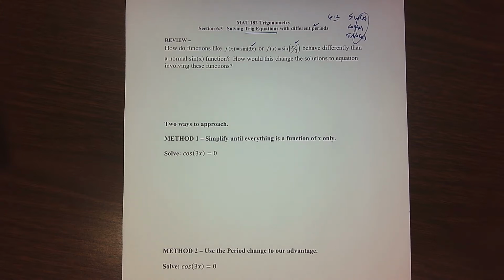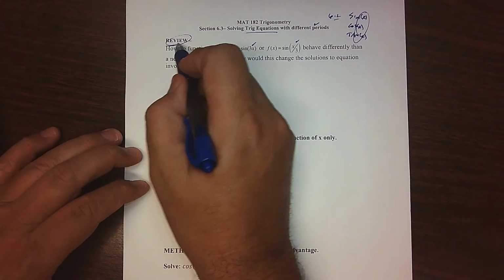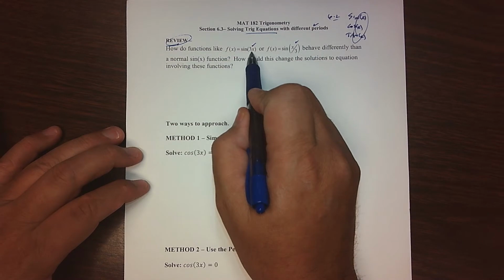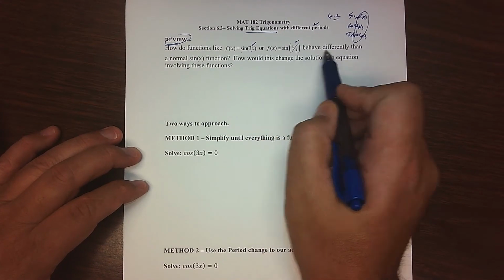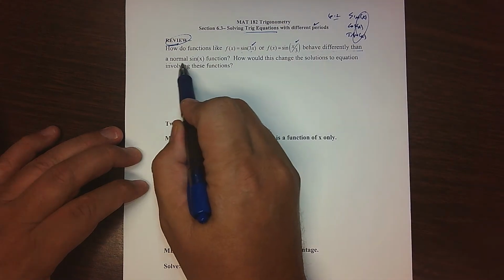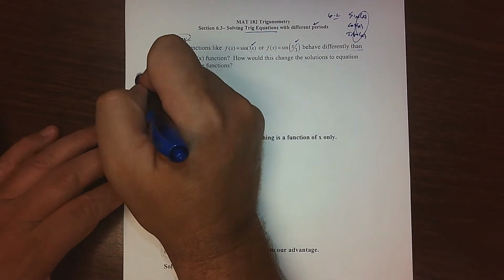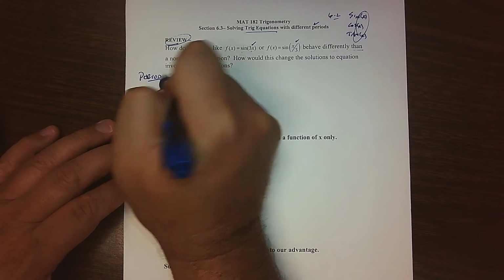And as I'll show you, there's actually a much easier way to solve for the multiple angle or the change in period. So to understand what's going to happen here, let's do a little review. What did it mean to have sine of 3x? What did it mean to have sine of x over 3? How do they behave differently than a normal sine function? What changed was the period, right?